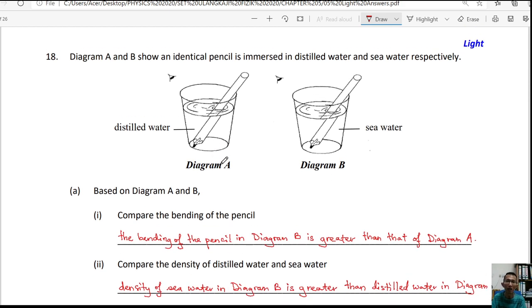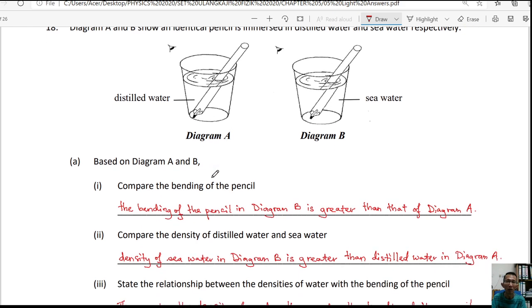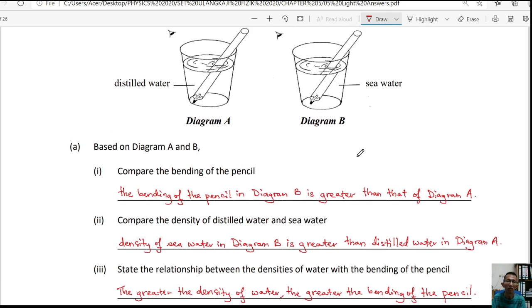Diagrams A and B show an identical pencil immersed in distilled water and seawater respectively. So based on the diagrams, compare. Easy question, compare. The quantity to be compared is the bending of the pencil. If I look at my diagram, I can see that the bending is greater in B compared to A. You see here, the distance of deviation is greater, but here it is smaller. So the bending of the pencil in diagram B is greater.